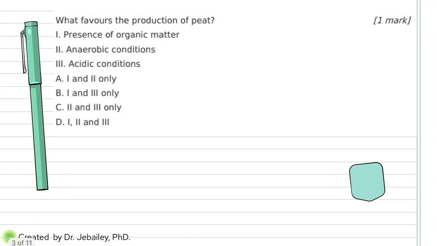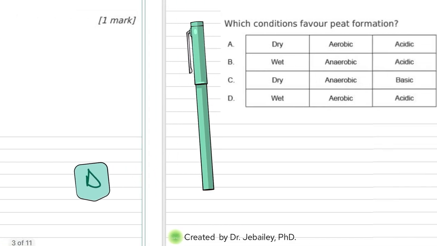Here's another question that I placed because this is showing how peat is very common in the IB exam. Here says, what favors the production of peat? So the presence of organic matter is true, anaerobic conditions true, acidic condition true. Now many students say, oh, one cannot be true because it doesn't say dead. No, it still is organic matter. It didn't say it's living or dead, but it's still part of it. So the answer here is D, all of it.